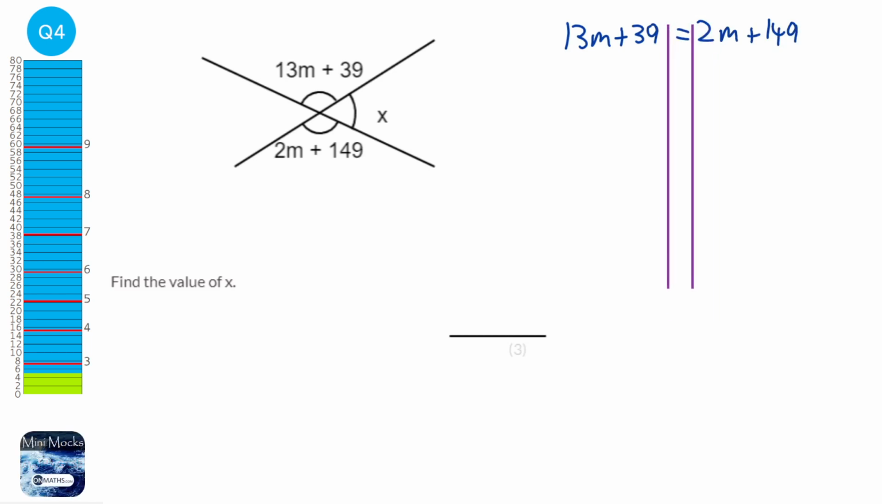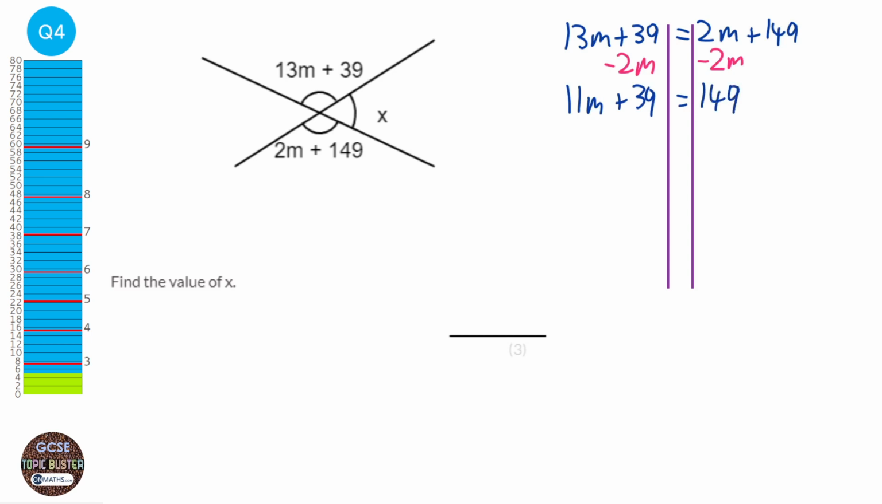And to solve this, we first of all take away the smaller amount of m, because we've got m's on both sides. We can't really cope with that when we're solving. And so we've got a 13m and a 2m, so we're going to remove the 2m. We're going to take that away from both sides to start off, and so we're left with 11m plus 39, and we've just got the 149 on the right hand side.